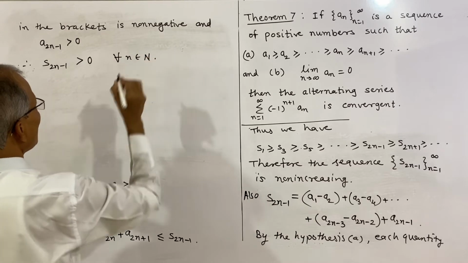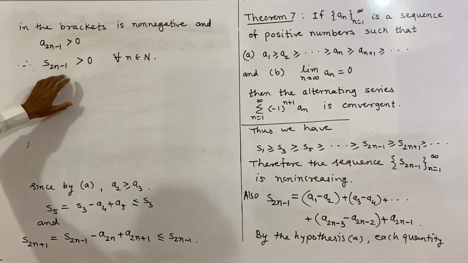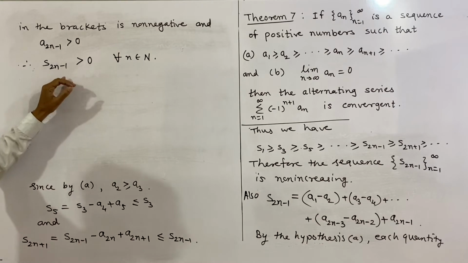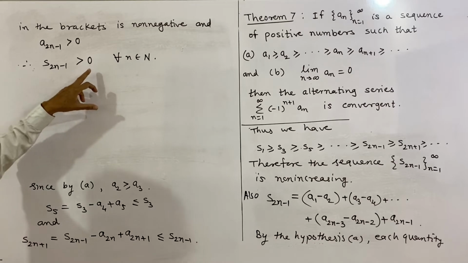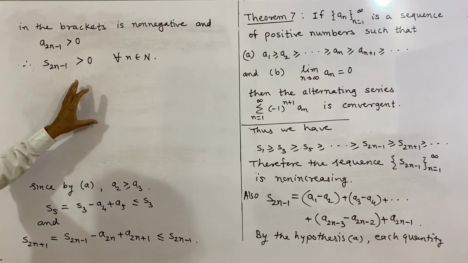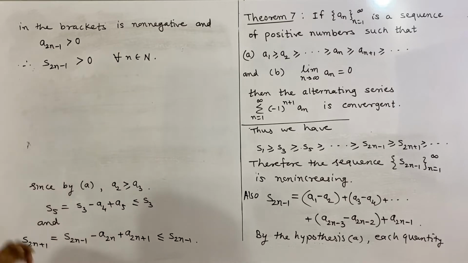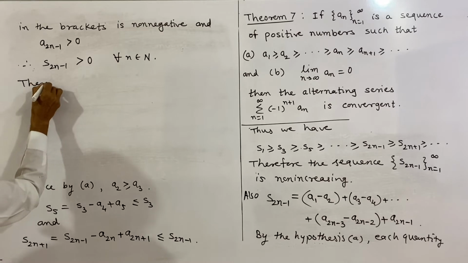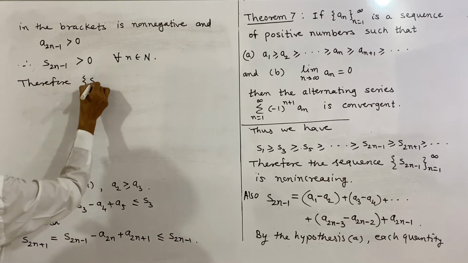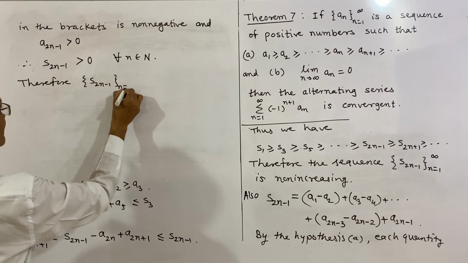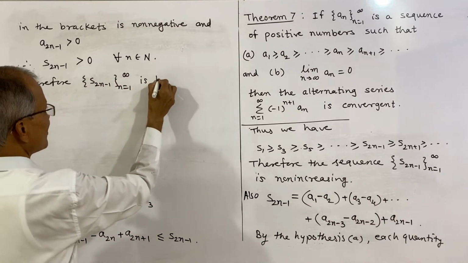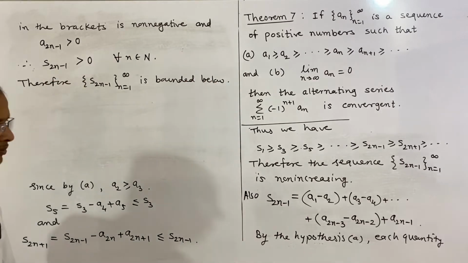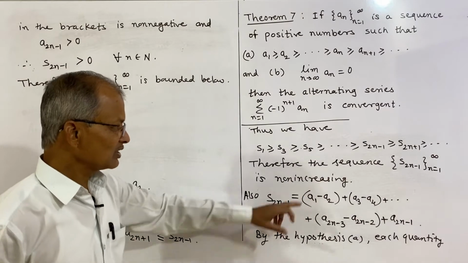And what this shows, therefore, is that the sequence is bounded below. All the terms of this sequence S2n minus 1 are greater than 0, means positive, and therefore the sequence is bounded below and this is a lower bound. Therefore, S2n minus 1, n takes value 1 to infinity, is bounded below.